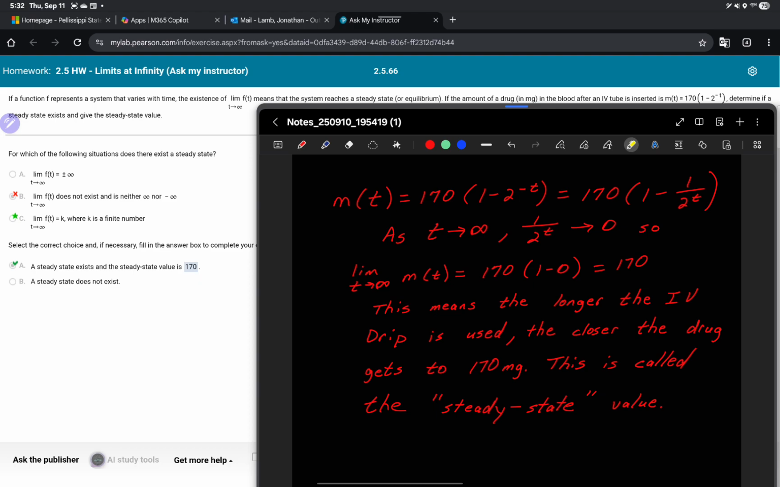So if I were answering this question, yes, it's right here. Steady state does exist, and it's equal to 170.